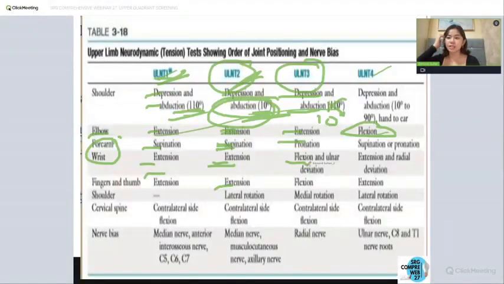Ang importante lang naman would be the position. Now, another thing na important sa kanila would be your nerve bias. When we say nerve bias, these are the nerves na na-assess or nasa-stress natin during the performance of ULTT 1, 2, 3, and 4. So kapag may tingling sensation or kapag meron tayong tinatawag na pain or any type of symptoms, ito yung nasa-stress na nerves natin. Okay?